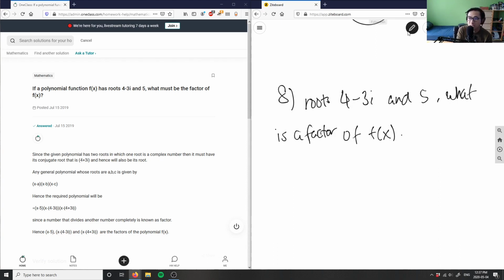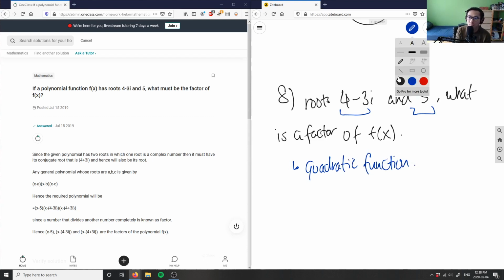As you can see, we have 2 roots here. If we have 2 roots, this must be a quadratic function, right? Because a quadratic function has a maximum of 2 roots. So we could assume this is a quadratic function. However, we could actually have a higher order polynomial with only 2 roots here. But for the sake of this problem, I'm going to assume that this polynomial is quadratic.